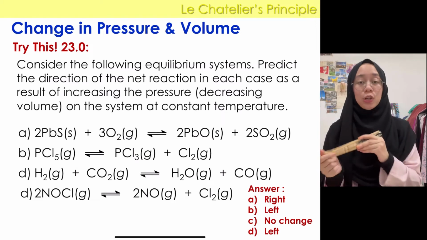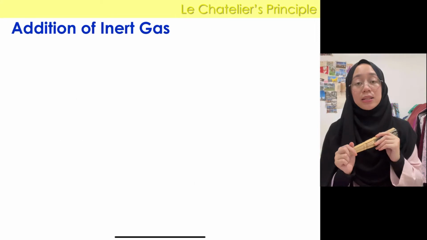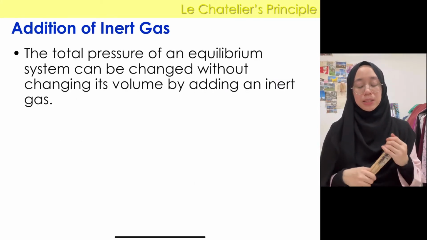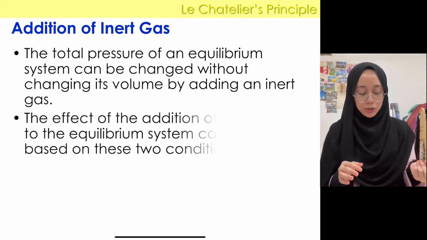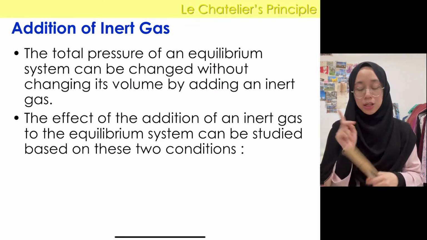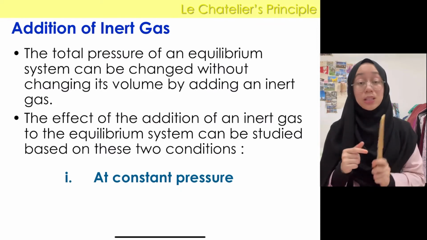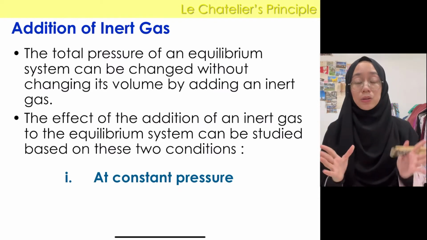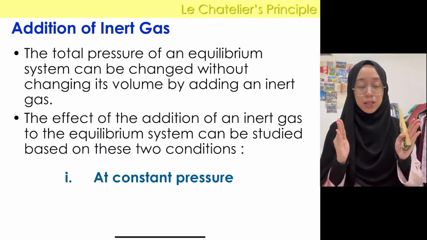Okay, so let's continue, the effect of adding the inert gas into the system pula. The total pressure of an equilibrium system can be changed without changing its volume by adding an inert gas. The effect of addition of an inert gas to the equilibrium system can be studied based on two conditions. The first one adalah addition of inert gas at a constant pressure. Constant pressure bermaksud the total pressure must remain the same. Okay, it will stay constant.